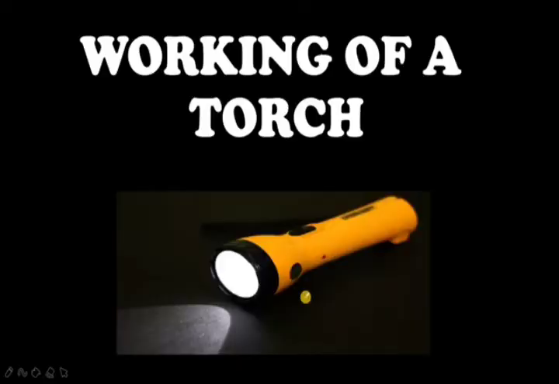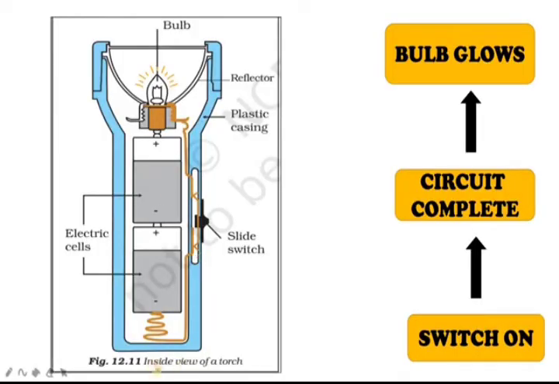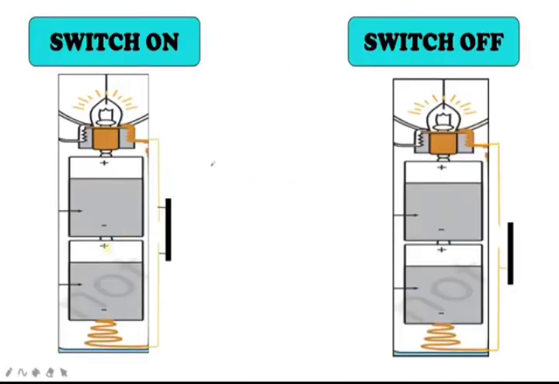Now let's study the working of a torch. You can see the inside view of the torch, where two electric cells were there. These are two electric cells, with positive terminal, negative terminal, positive terminal and negative terminal, connected in such a way that once the switch is on, the circuit will be complete, the current will flow, and finally the bulb will glow. This is the inside view of a torch, and the torch bulb can glow easily.